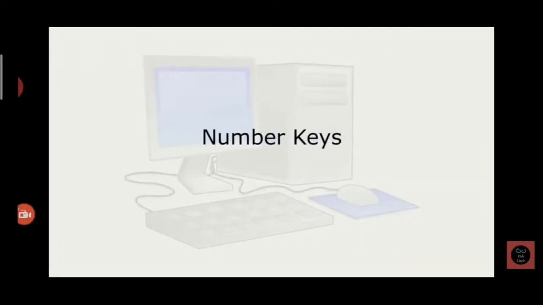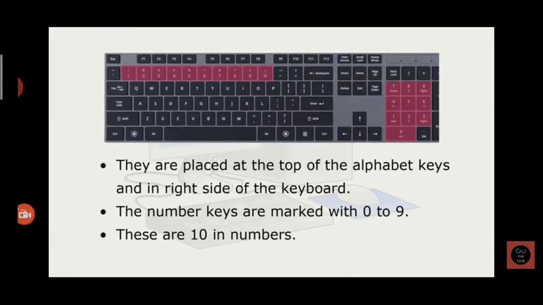Next are number keys. If we want to type numbers into your monitor, you need number keys. They are placed at the top of the alphabet keys and on the right side of the keyboard. So number keys are placed at the top of the computer keyboard and at the right side of the keyboard. Okay, now the number keys are marked with 0 to 9. So there are a total of 10 number keys from 0 to 9.